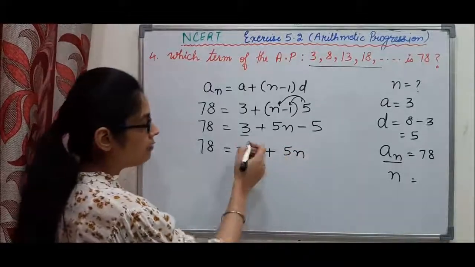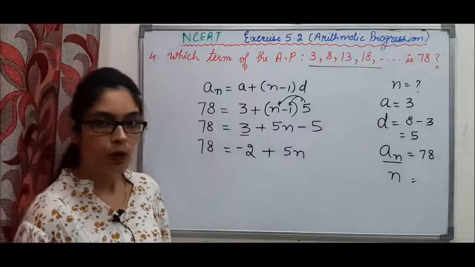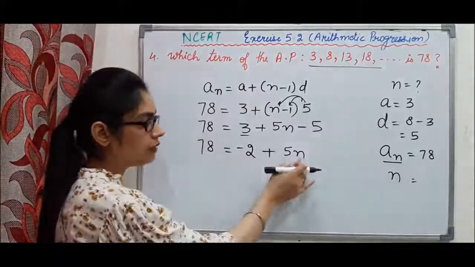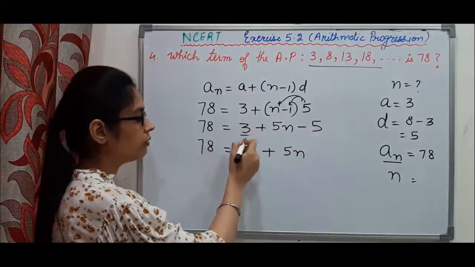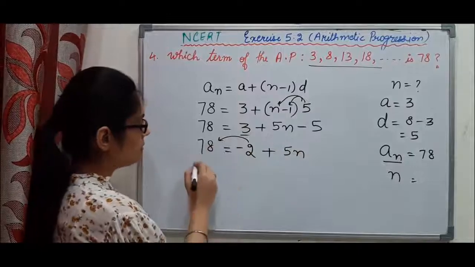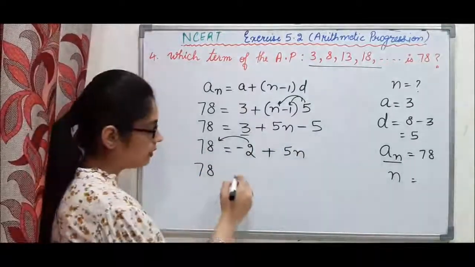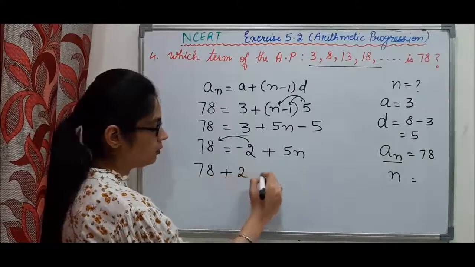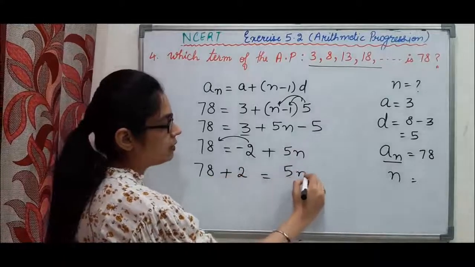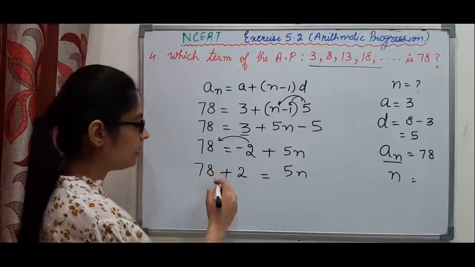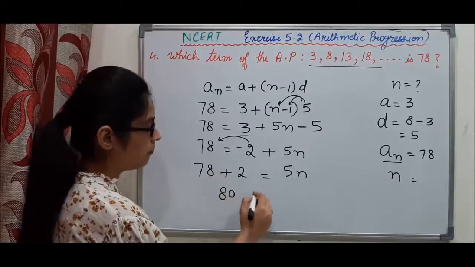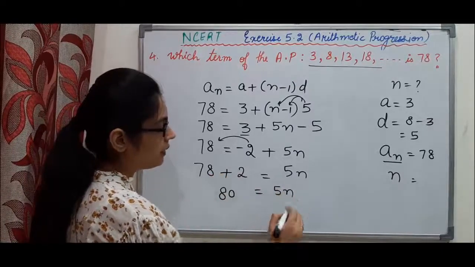Now we have to find n. So step by step, all the other terms which are written with n we have to shift to the other side. First, minus 2 we will shift. So 78 minus 2, when we shift it to the other side it will change to plus 2. So 5n here as it is we have to write. 78 plus 2 is 80, equal to 5n.